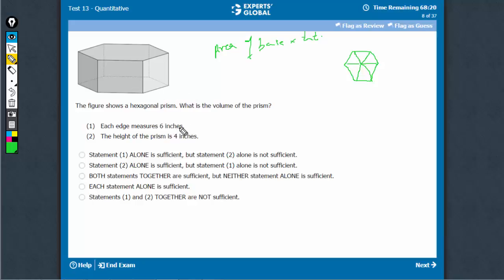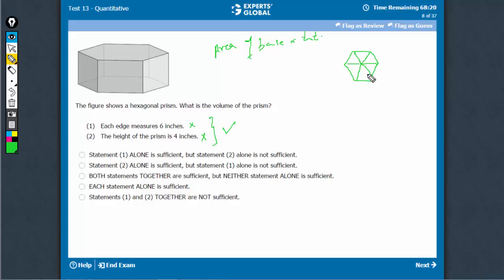This doesn't talk about height, so this cannot be sufficient. This talks about the height, but this doesn't talk about the area of the base, so this cannot be sufficient. On combining, I know that the area of base can be determined, and I know that the height is also there, so the volume can be determined using this. So together it's going to be sufficient.